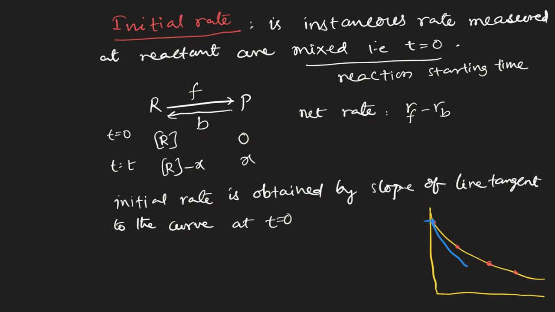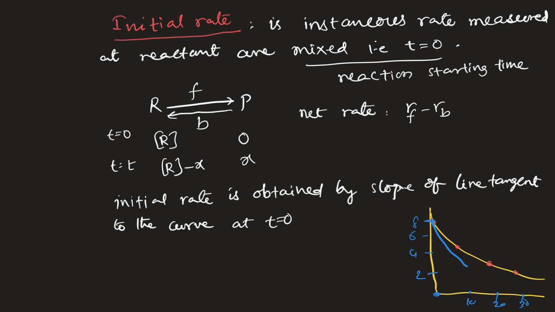Now this is the initial concentration, this is the final concentration. So the initial time is 0 and this is some time here. For example, this is 10 seconds, 20 seconds and 30 seconds. Here 2 concentration, here 4 concentration, here 6 concentration, here 8 concentration.